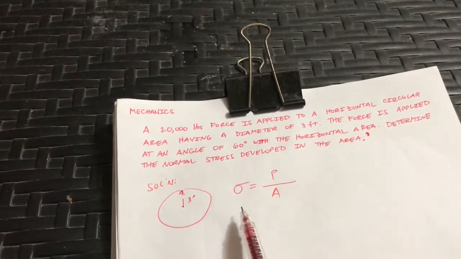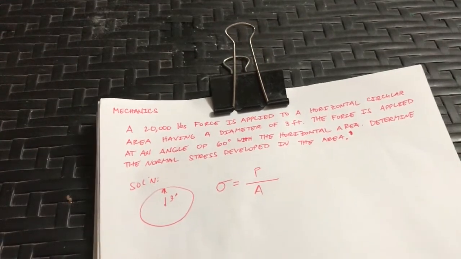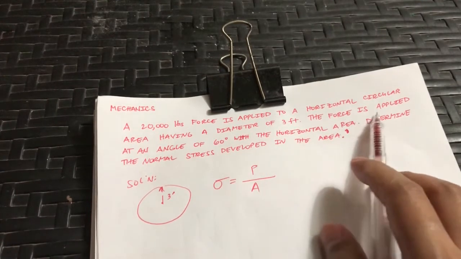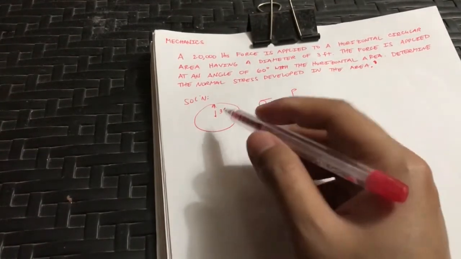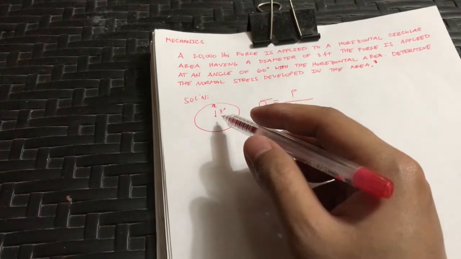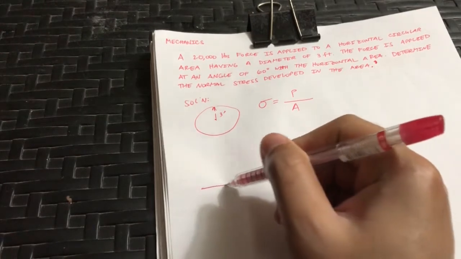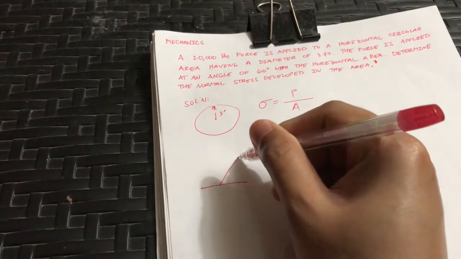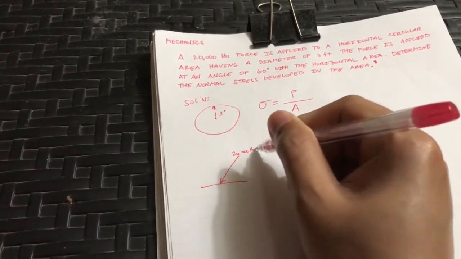Note that for a normal stress, the P is perpendicular to the area, meaning the load is perpendicular to the area. Now we have it in the problem that the force is applied at an angle of 60 degrees with the horizontal area. To visually illustrate this situation, if we look at this in a frontal view or a horizontal view, we'll be able to visualize that the load is applied at an angle. So this is now the load, 20,000 pounds.